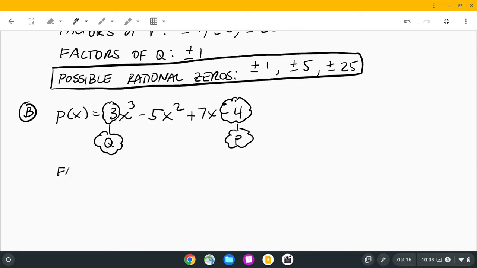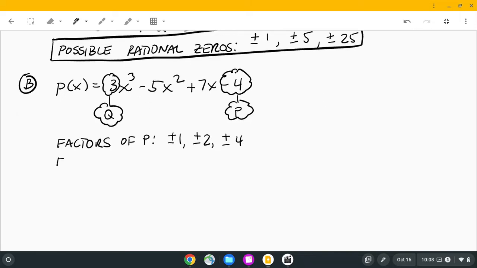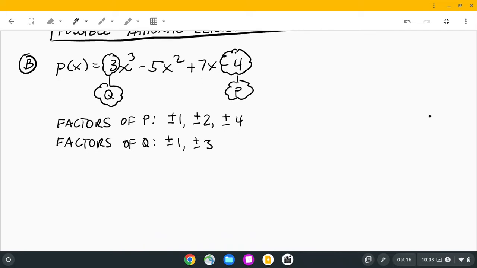Okay, so let's do factors of p. So that's plus minus 1, plus minus 2, plus minus 4. Those are all the factors of 4. Okay, let's list all of our factors of 3, of q. So this is q, so that's going to be plus minus 1, plus minus 3. All right, so once I have all of my factors of p and factors of q, then I can list my possible rational zeros or rational roots.